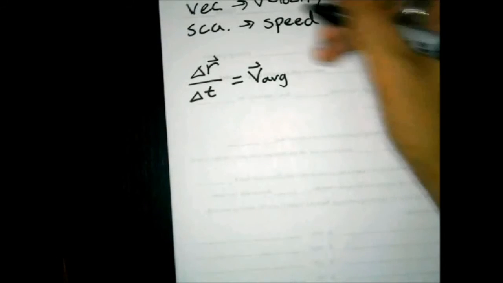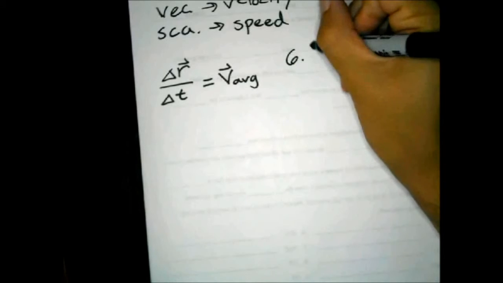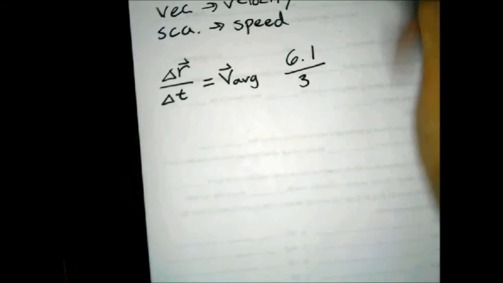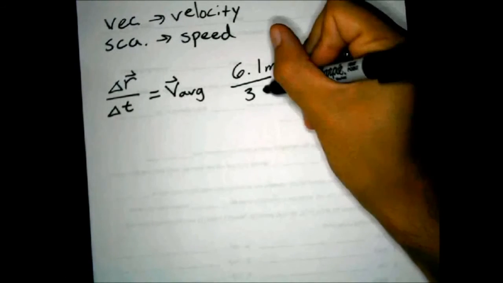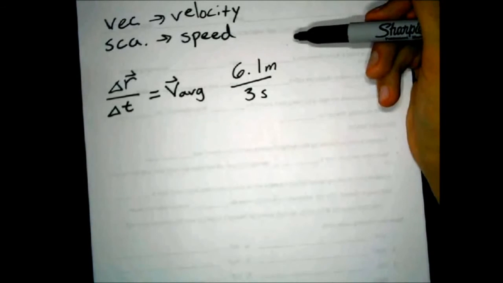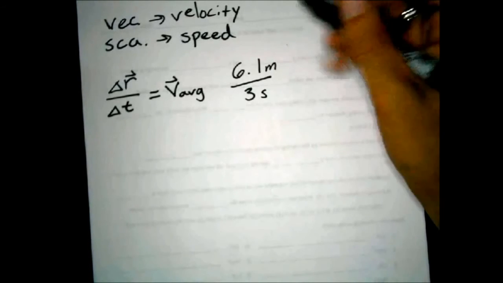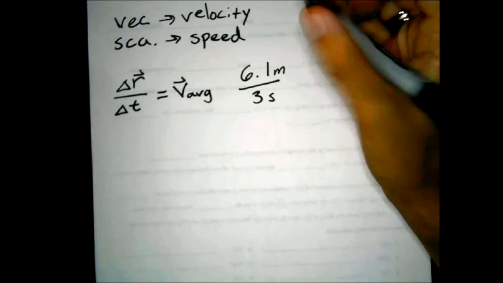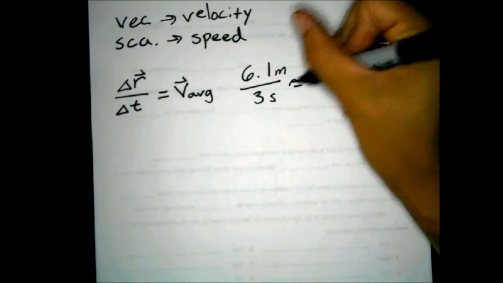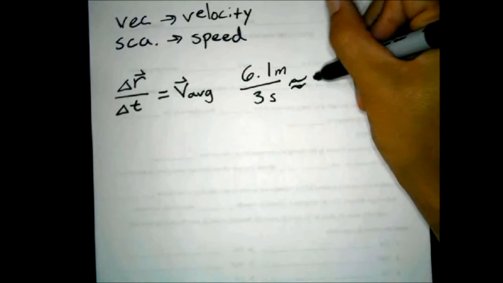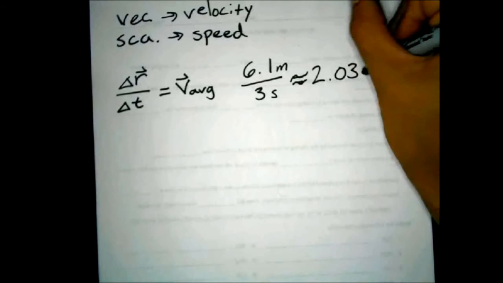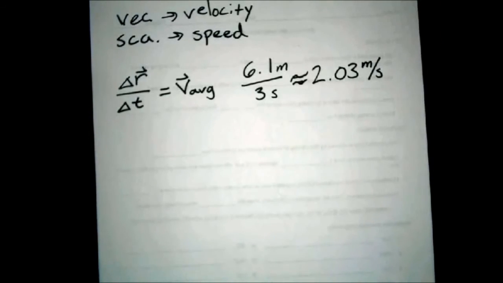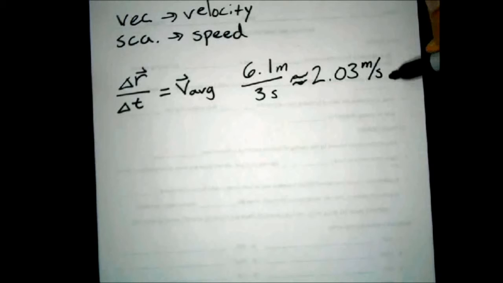So for this problem, 6.1 divided by 3. Always include your units. I'm not going to be able to stress this enough. Always include your units. 6.1 over 3 seconds gives me about 2.03 for those of you keeping score at home. And that would be up and to the right.